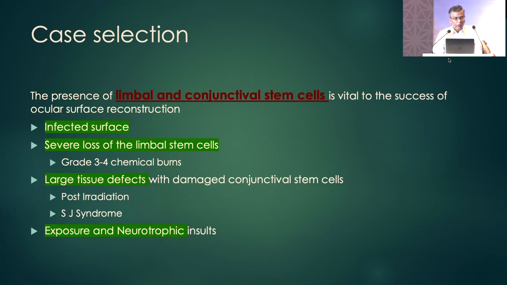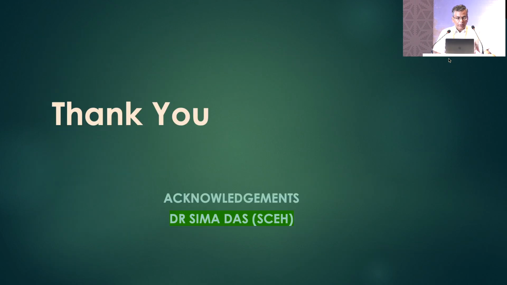So it's important to understand that the presence of limbal and conjunctival stem cells is very vital to the success of ocular surface reconstruction. You should avoid patients with an infected surface while planning an ocular surface reconstruction. Also, patients with severe loss of limbal stem cells, large tissue defects, and exposure or neurotrophic insults require additional care. So with that, I would summarize.